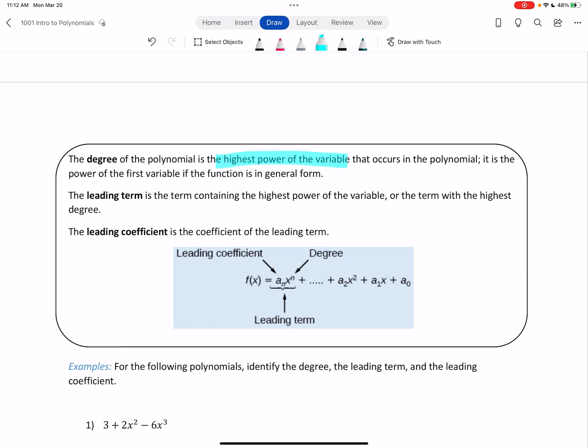So the leading term is the one that contains that highest power. So it's the whole term. The degree is just going to be the exponent. The leading term is going to be the whole thing with the coefficient, the x, and the exponent. And then the leading coefficient is just the coefficient of that leading term.